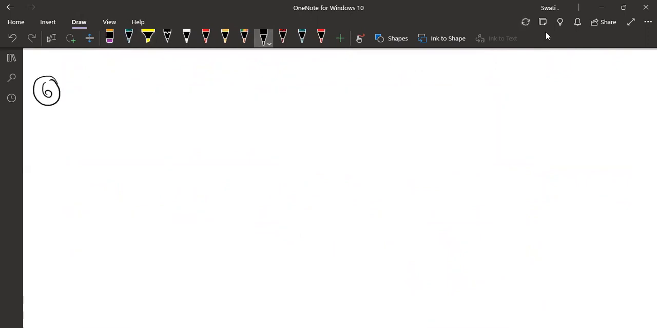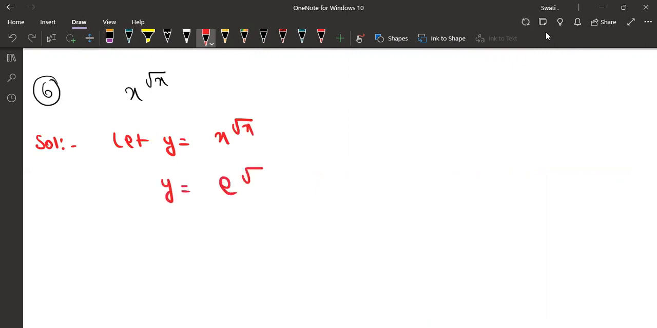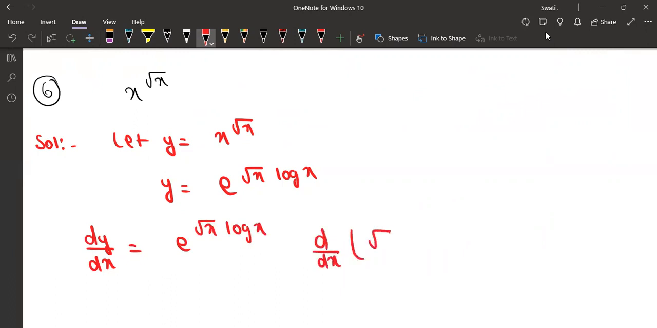In the next question, we have to differentiate x raised to root x. This is what we need to differentiate. So again, let us take this function as y. So let y is equal to x raised to root x. Of course, we can write this using the property as e raised to root x log x, right? Now we'll do the derivative. So dy/dx will become, we will write the exponential function as it is using the formula, and by chain rule, we will do the derivative of root x log x.